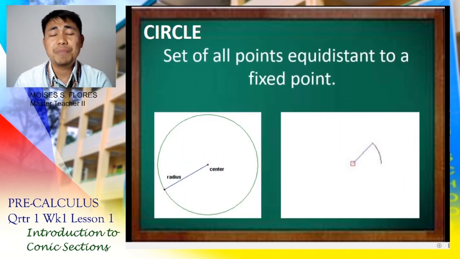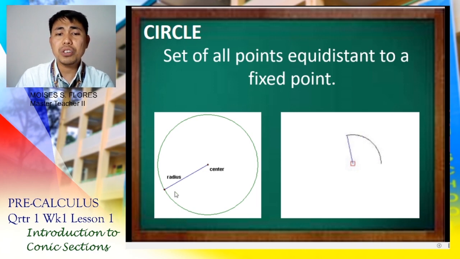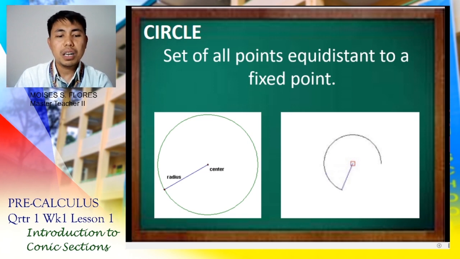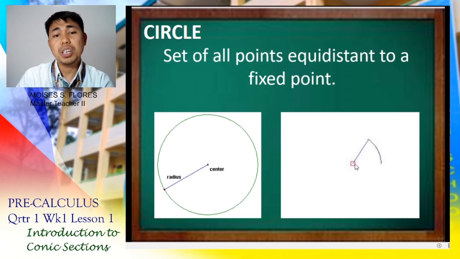A circle is a set of all points equidistant to a fixed point. What do you call this fixed point? This fixed point is called the center of a circle, and usually we name the circle by its center. And how about the equidistant? This refers to the equal distances from the center to the different points of your circle, which is called your radius. So you have our diagram here, and another diagram that shows us the relationship of your fixed point and your equal distances.